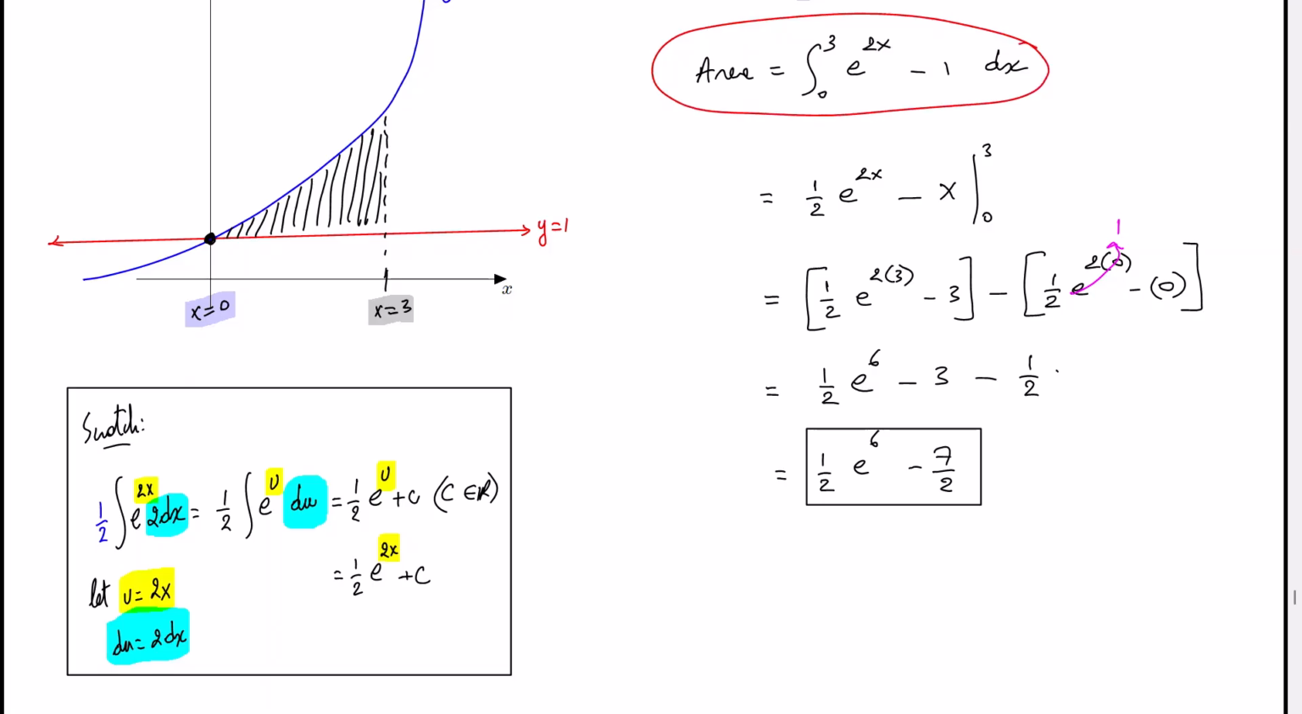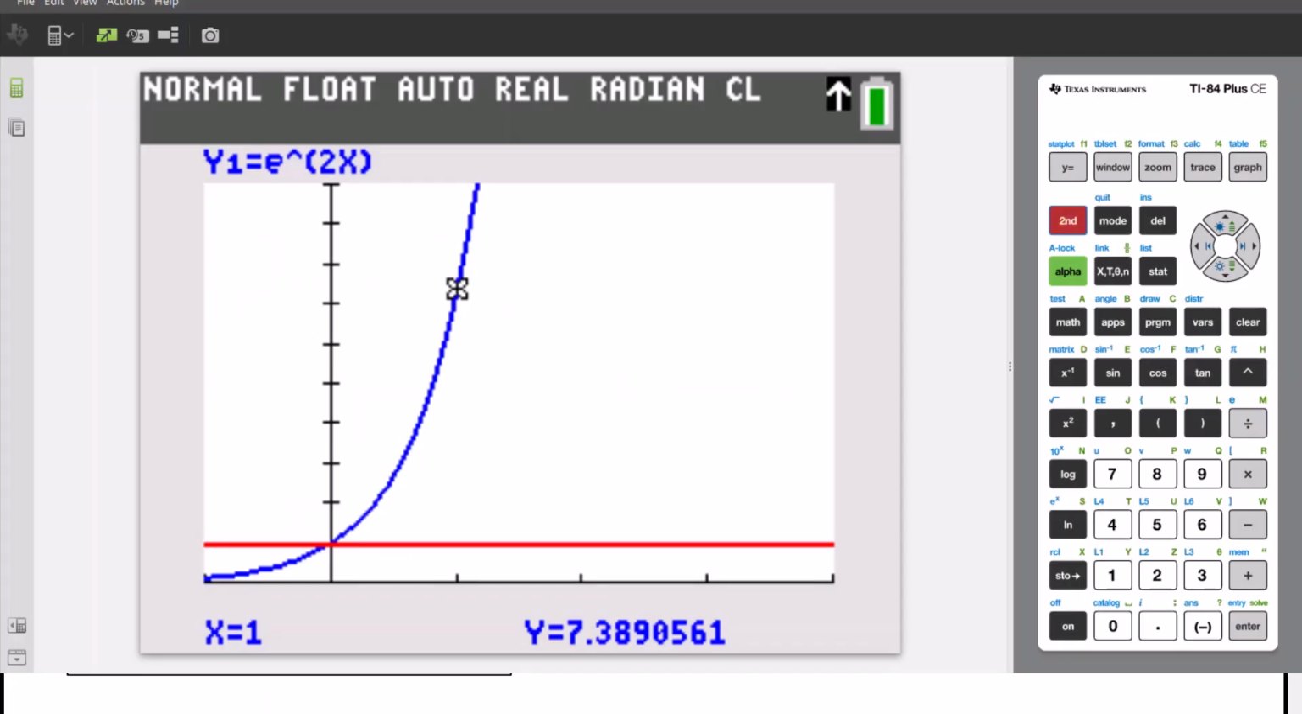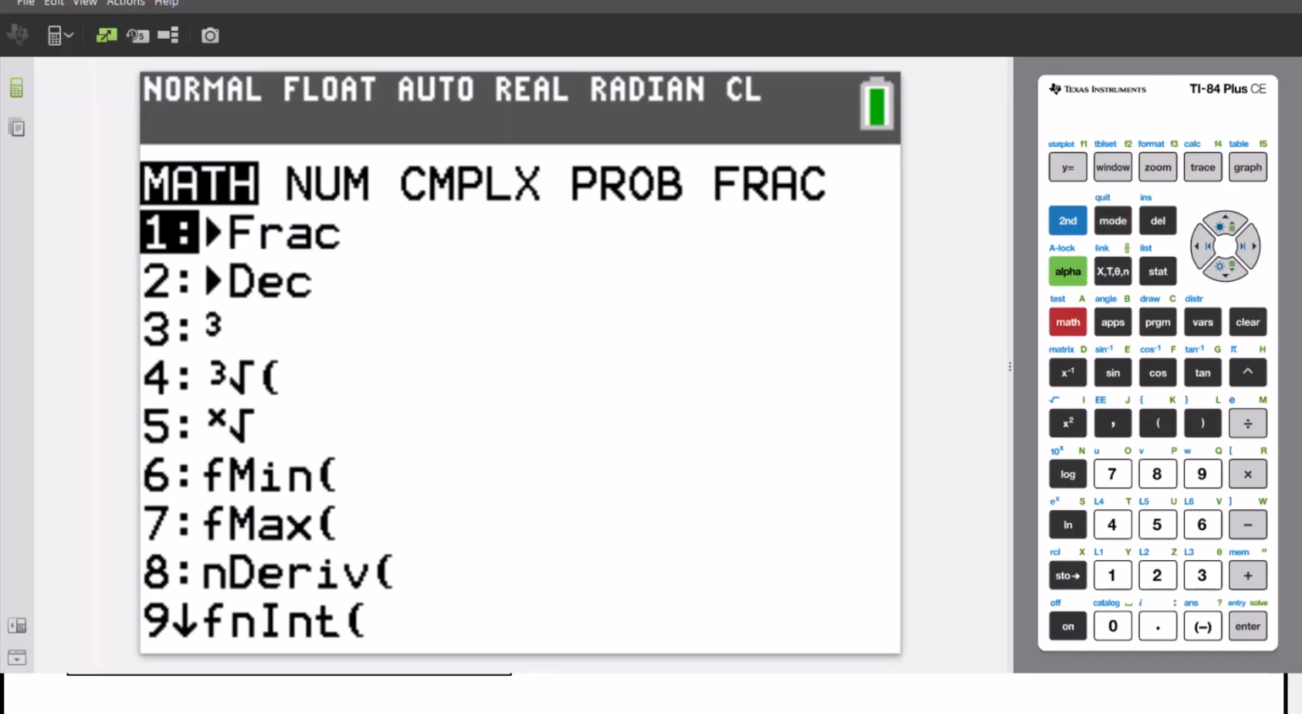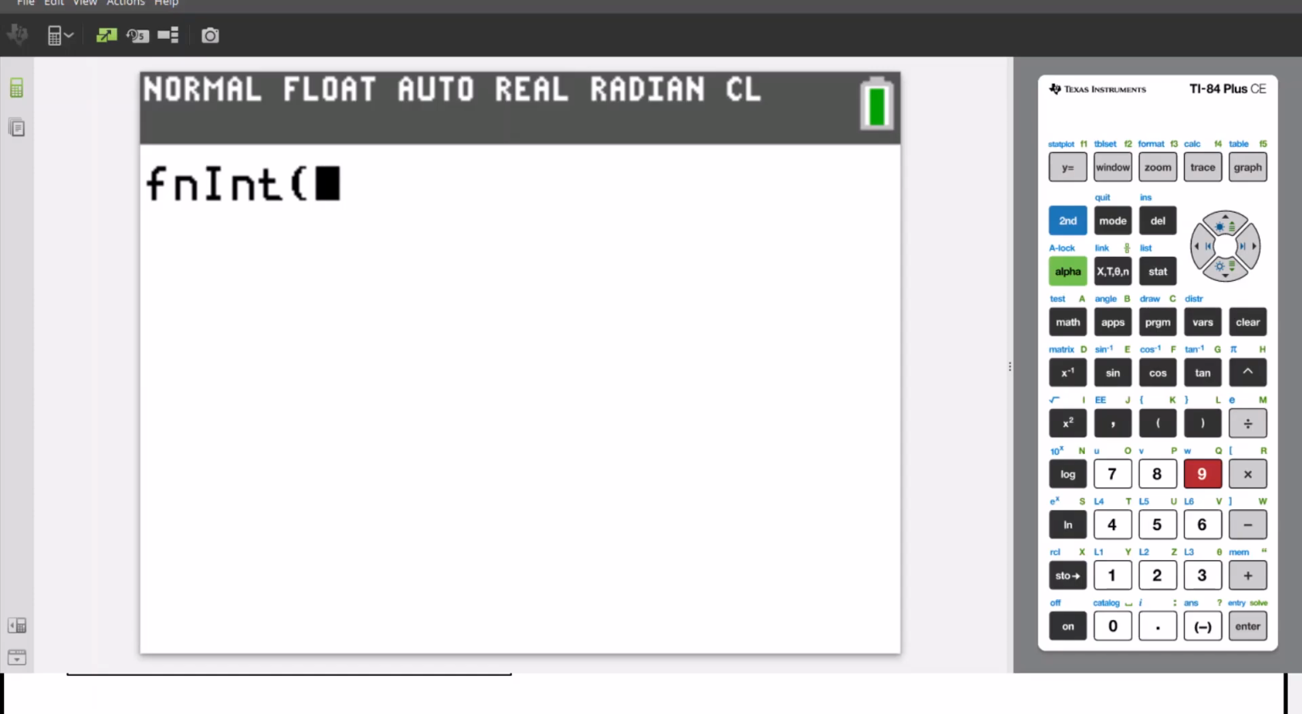TI calculator. So to do that, we'll go ahead and go to the main screen of my calculator, and we'll click on Math, then option number 9 for fnInt, and we want to integrate e to the power of 2x. So I'll type in e, which is second, then I click the ln key. That will put e on my screen. And then I need to put 2x. I need to tell the calculator this is the end of the power, so use parentheses. Minus 1, and we're integrating with respect to x from 0 all the way to 3.